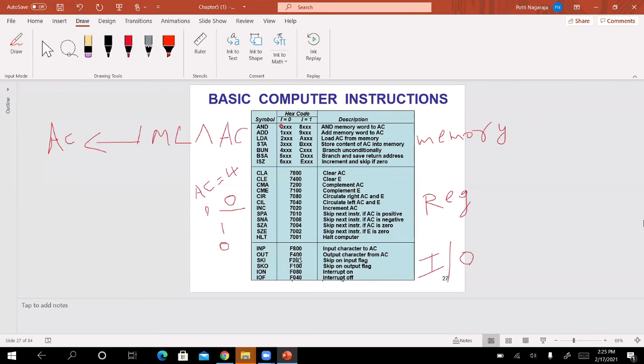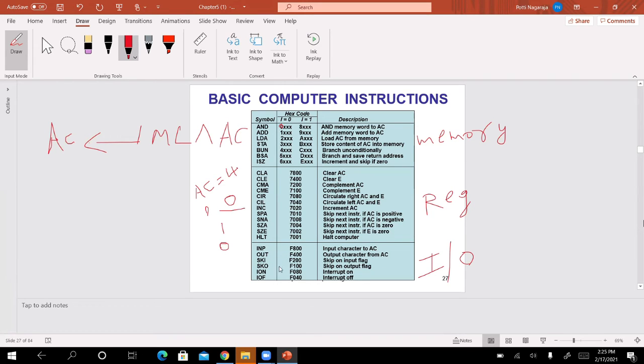Whenever any instruction starts from the F hex code, then it is an input output instruction. What does F800 mean? Input character to AC. F400, these are already predefined. You can ask, sir, why only these are given? Because when they designed the basic computer, these are the basic instructions they considered. F400 is output character from AC.